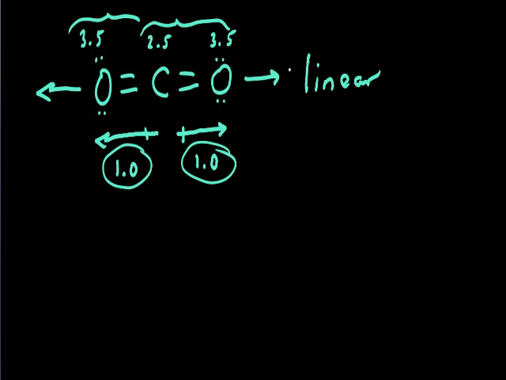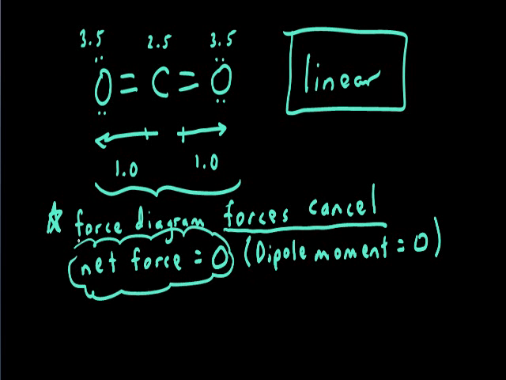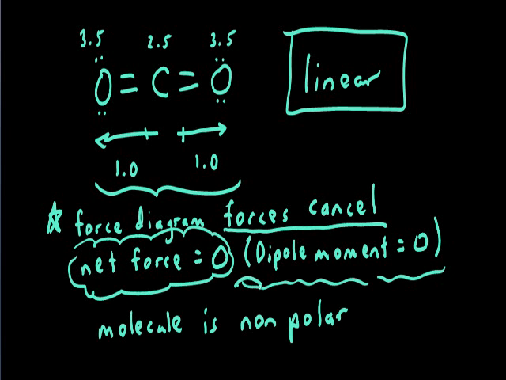Since carbon dioxide has a molecular geometry that's linear, the pulls from the oxygens in each direction are completely equal and opposite to one another. If we look at our force diagram, the forces are going to cancel, given that they're equal and in opposite directions. This gives us a net force tugging on the electrons of 0. In chemical terms, we would say this means the molecule has a dipole moment equal to 0. And we would say the molecule as a whole is nonpolar.